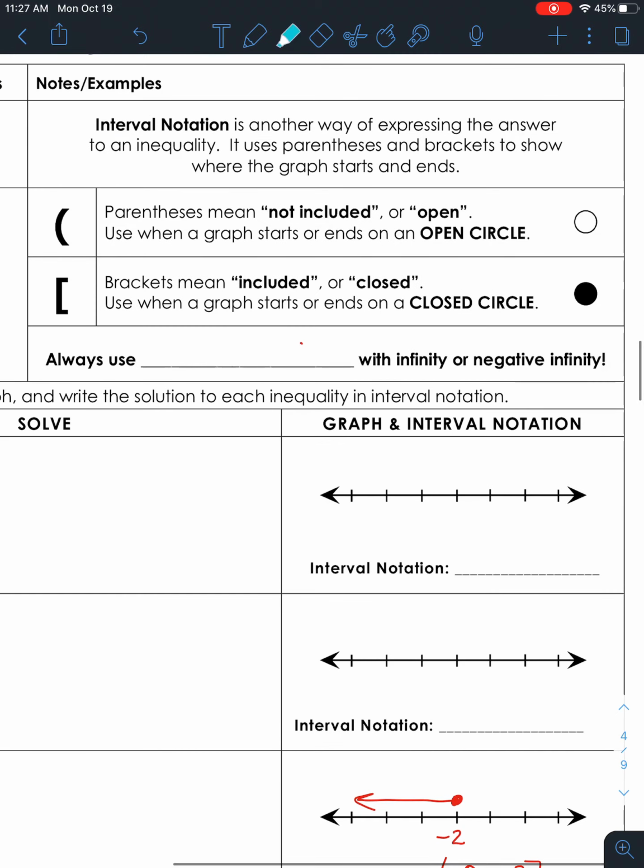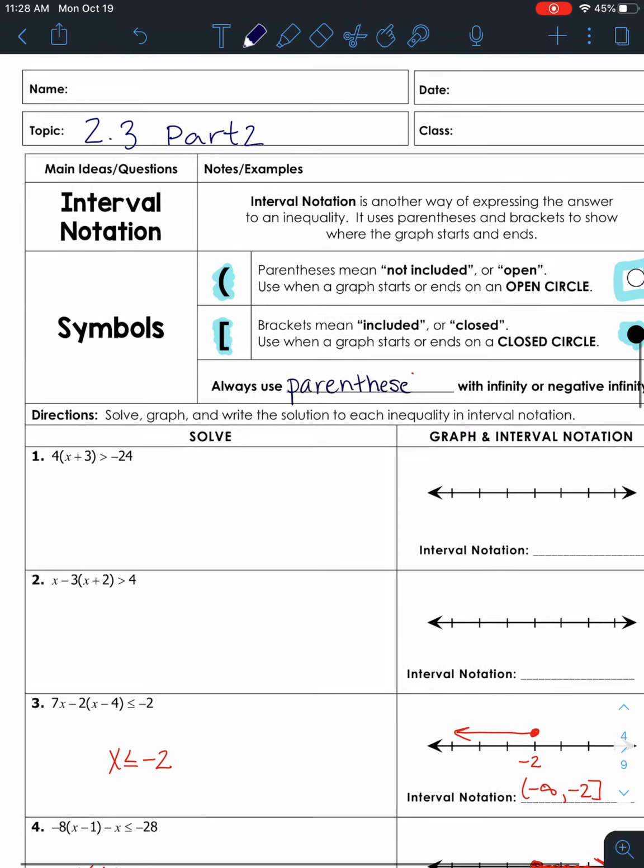Our first option is we're going to call a parenthesis. This is a parenthesis. Okay, and we do parentheses when we talk about open circles. We then use brackets. Here again you see a bracket. We use brackets when we have closed circles. Okay. We are always going to use a parenthesis when we have infinity or negative infinity, and you'll see that as we draw. All right, so let's go ahead and solve some problems here.